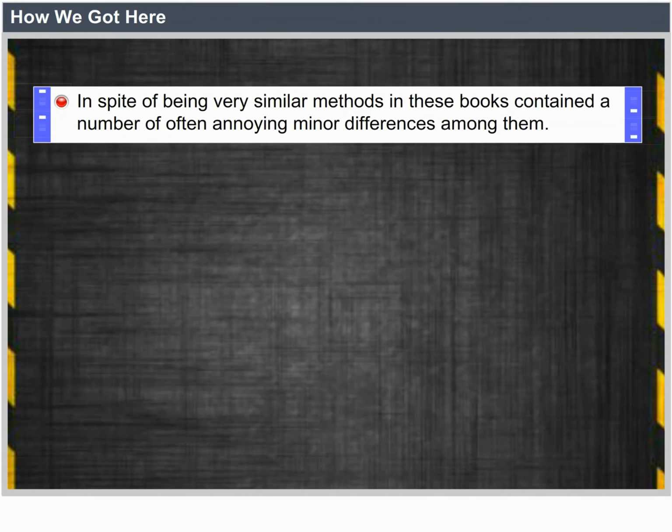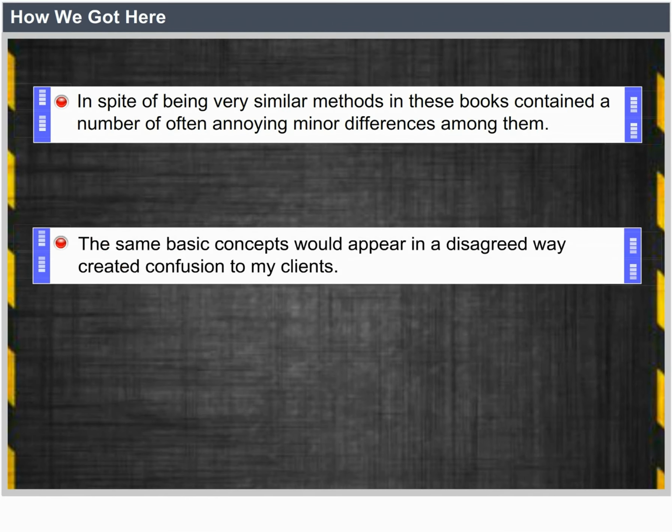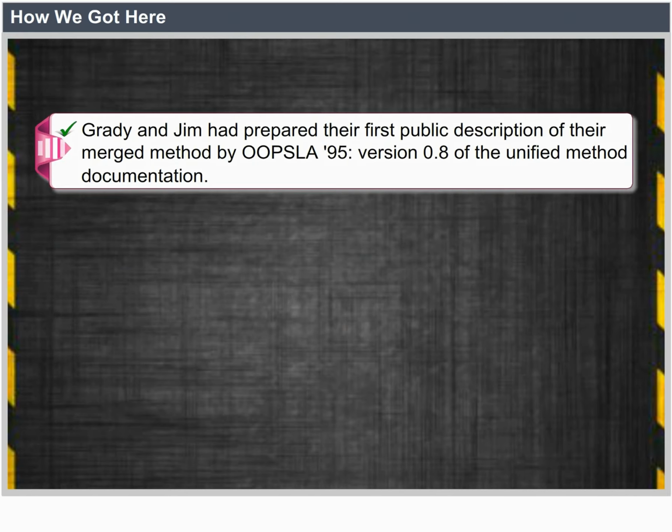In spite of being very similar, the methods in these books contain a number of often annoying minor differences among them. The same basic concept would appear in a different way, which created confusion for my clients. Grady and Jim prepared their first public description of their merged method by OOPSLA 95, version 0.8 of the Unified Method documentation.